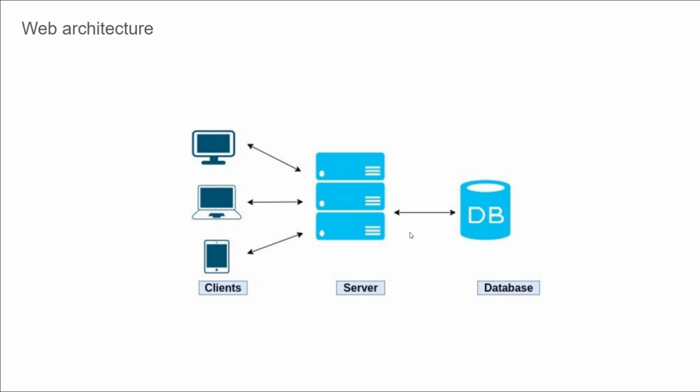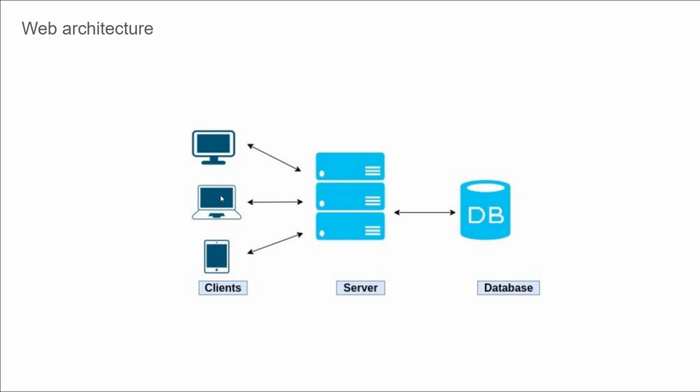Before we jump into backend development, let's take a step back and understand the bigger picture, the web architecture. A web application typically consists of three main components: the client, the server, and the database. The client is the front-facing side of the application, the part that users interact with. This could be a web browser, a mobile app, or even a desktop application.